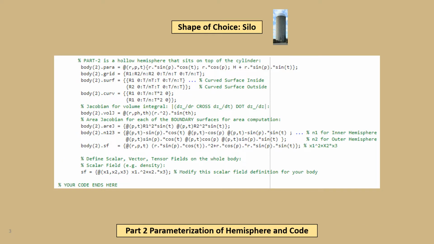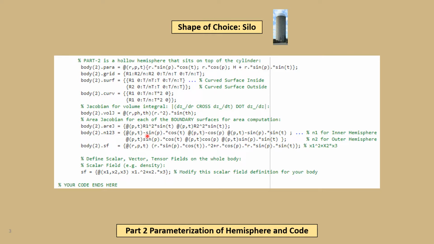These are the lines of code that define my hollow hemisphere that sits on top of my hollow cylinder to make up my silo. As you can see, I added the lines of code for the area Jacobian for the different exposed surfaces. I have an inside exposed surface and an outside exposed surface, and the only difference between the two will just be the radius.